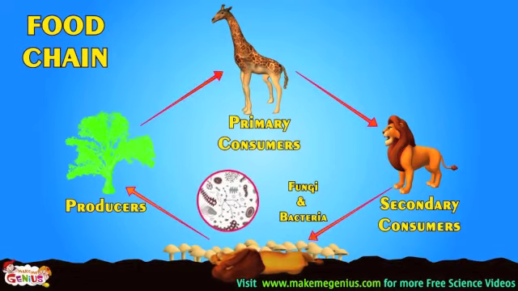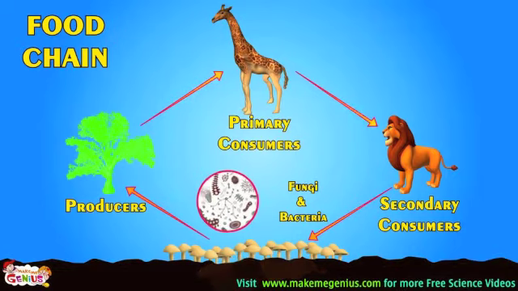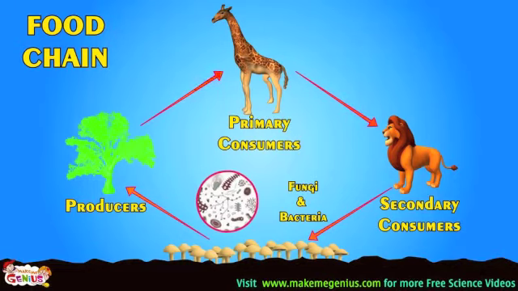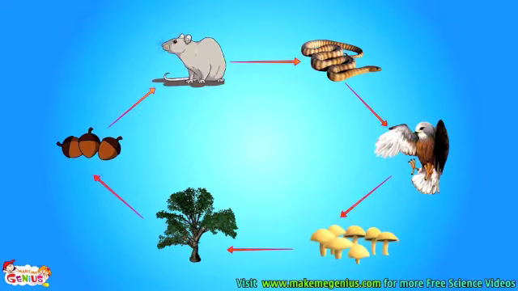See here, when lion dies, its body is decomposed in soil by bacteria and fungi, and it turns into nutrients. Then, these are again used by plants. These fungi and bacteria are called decomposers. Decomposers are an important part of food chain. Let us see other food chain. Here, rat eats acorns fruit, which comes from plant, and snake eats rats. Eagle eats rat. Eagle dies. It gets decomposed, and plants use decomposed nutrients to produce fruit.